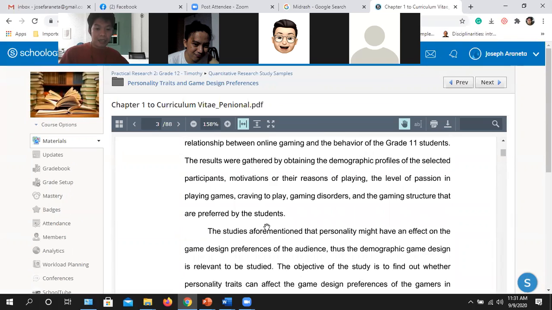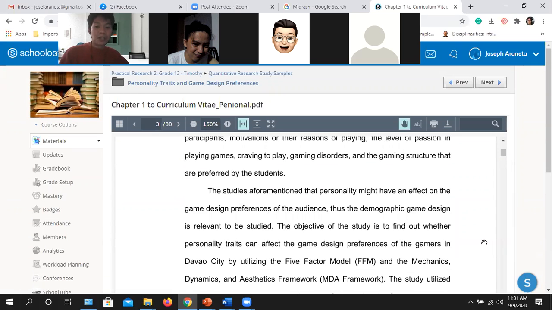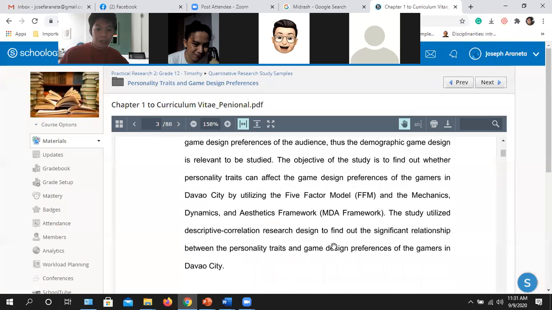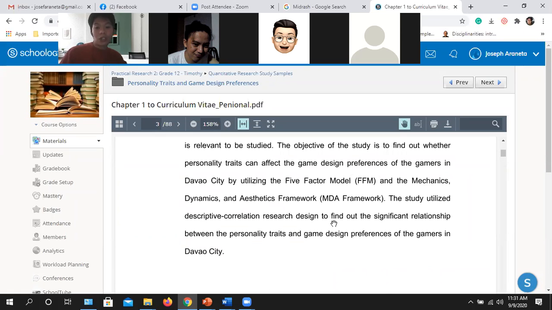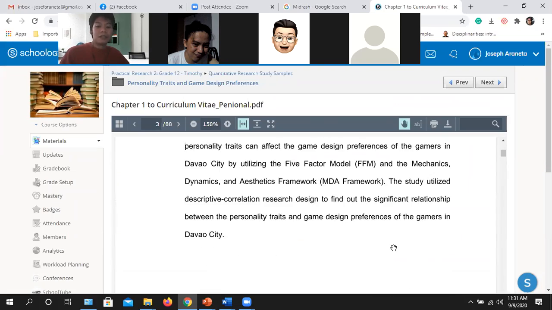And the step 3. The studies aforementioned that personality might have an effect on the game design preferences of the audience. Thus, the demographic game design is relevant to be studied. So this is a specific move. You really need to state your purpose, why your study is significant, is relevant, what's your objective, what are your aims, the methodology of your research, what's your theoretical framework, how are you going to conduct, what's your design. Could be descriptive ba or descriptive correlation research design. Ganun.